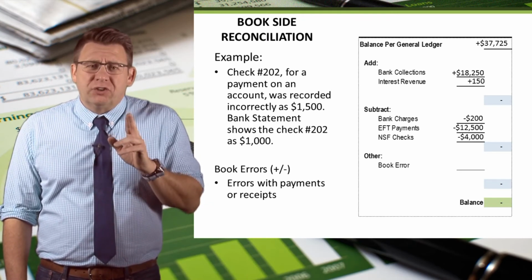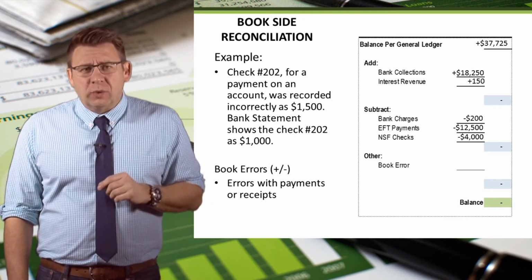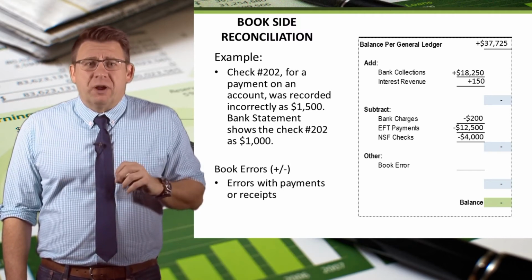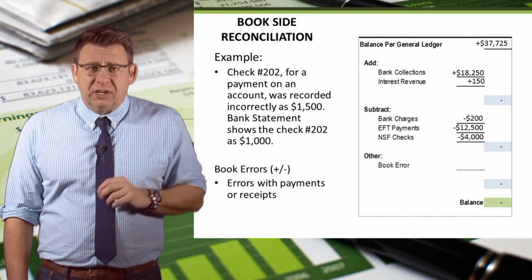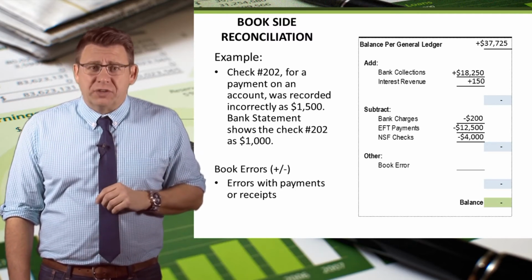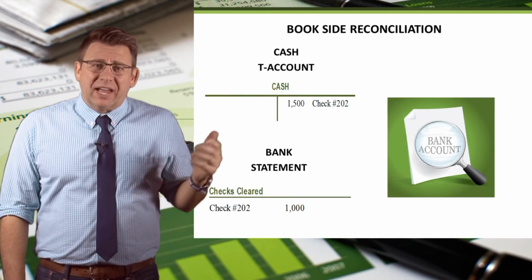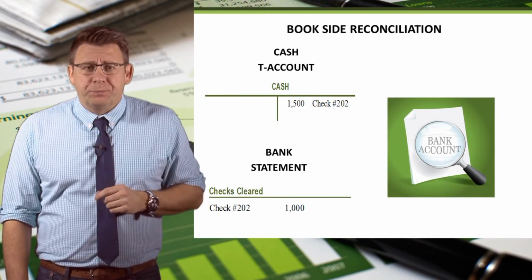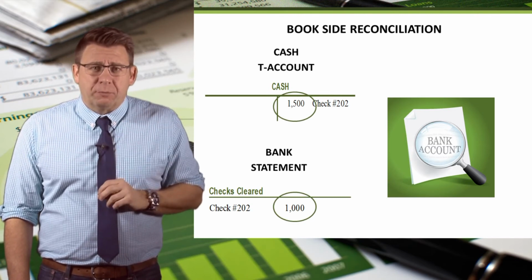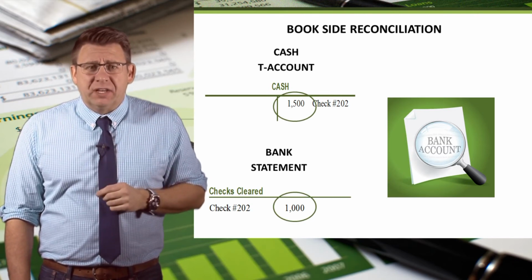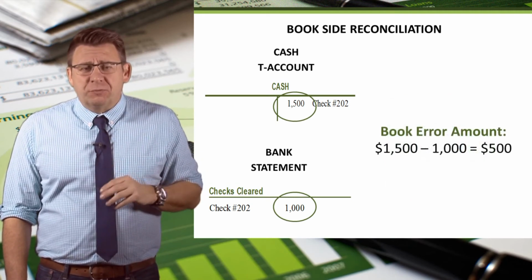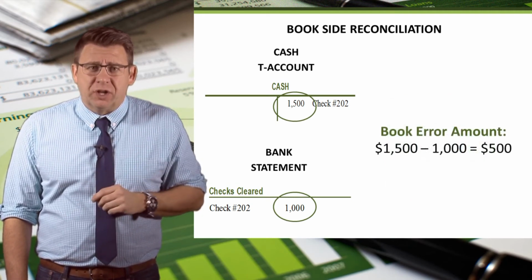Let's assume that check 202 was incorrectly recorded by the accountant. The amount deducted from the cash account was $1,500. The bank statement shows it cleared for $1,000. This slide shows an example of that error. The accountant should have deducted $1,000 from our account, but instead deducted $1,500. To determine the amount of the error, we take the difference between the two amounts, which is $500.